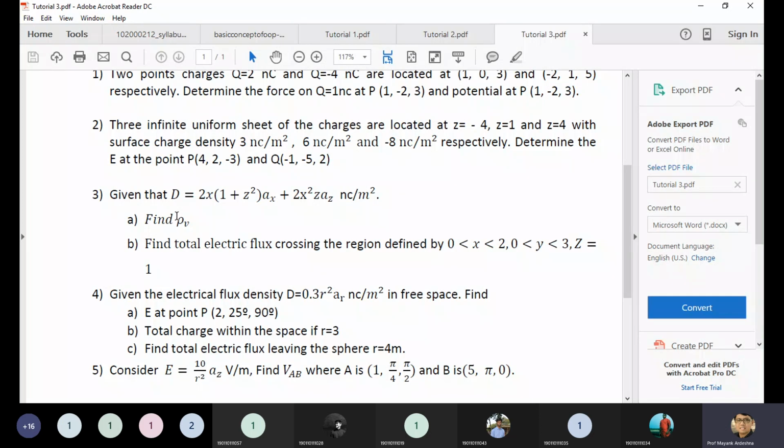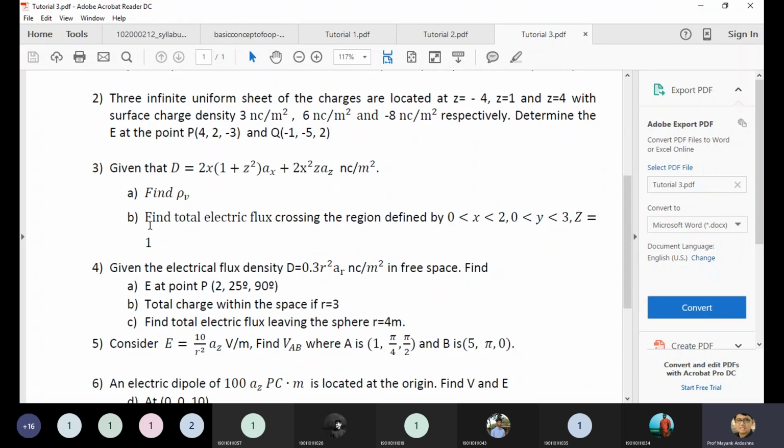Your surface is located in an XY plane because this is required whenever you have to multiply with a dS. So you should know which surface you have selected. In this case, the unit vector is aZ because Z is constant. So we can find out this total electric flux.